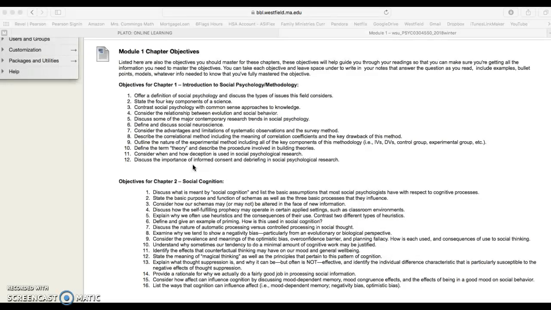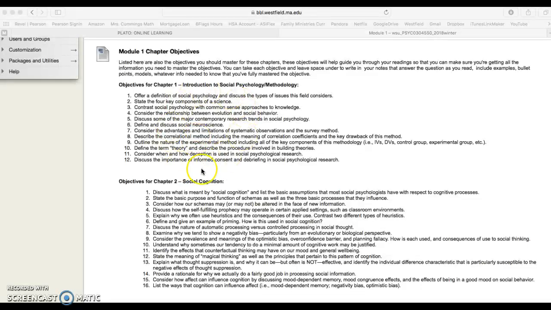Oftentimes to get to social behavior, our subjects need to be deceived in one way, shape, or form. Otherwise, we don't get true behavior. But when deception is used, what kind of safeguards need to be put in place? What do we need to make sure happens for deception to be used ethically in social psychological research? So you're going to cover some of that and then some of the elements involved in that.